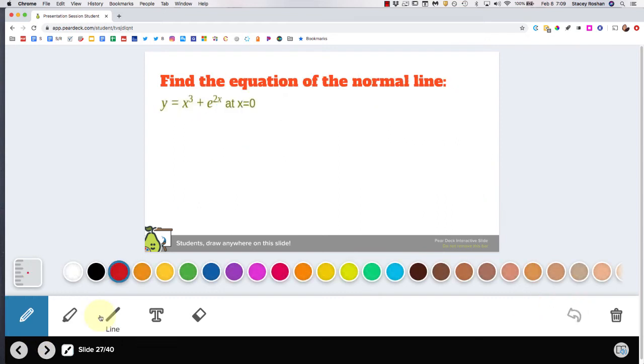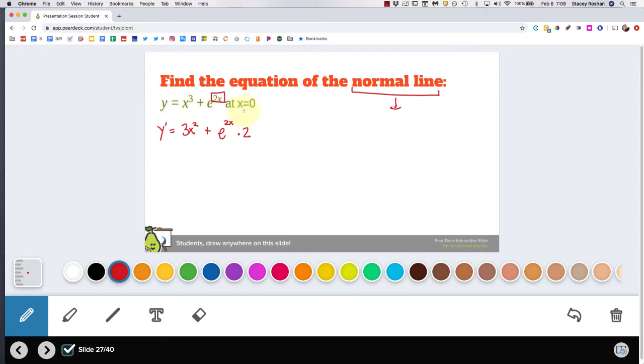Find the equation of the normal line. Remember, the normal line is the same as the perpendicular, so we want to take the negative reciprocal of the slope at the point. So first of all, what is y prime? Y prime is 3x squared plus, that's the baby, e to the 2x times 2. Don't forget to chain it.